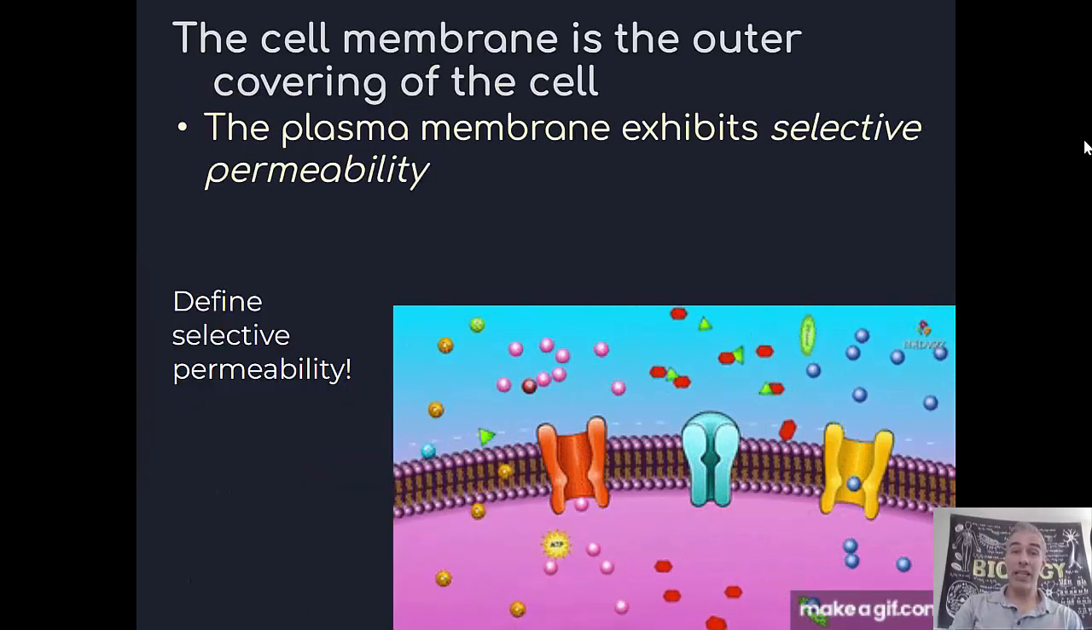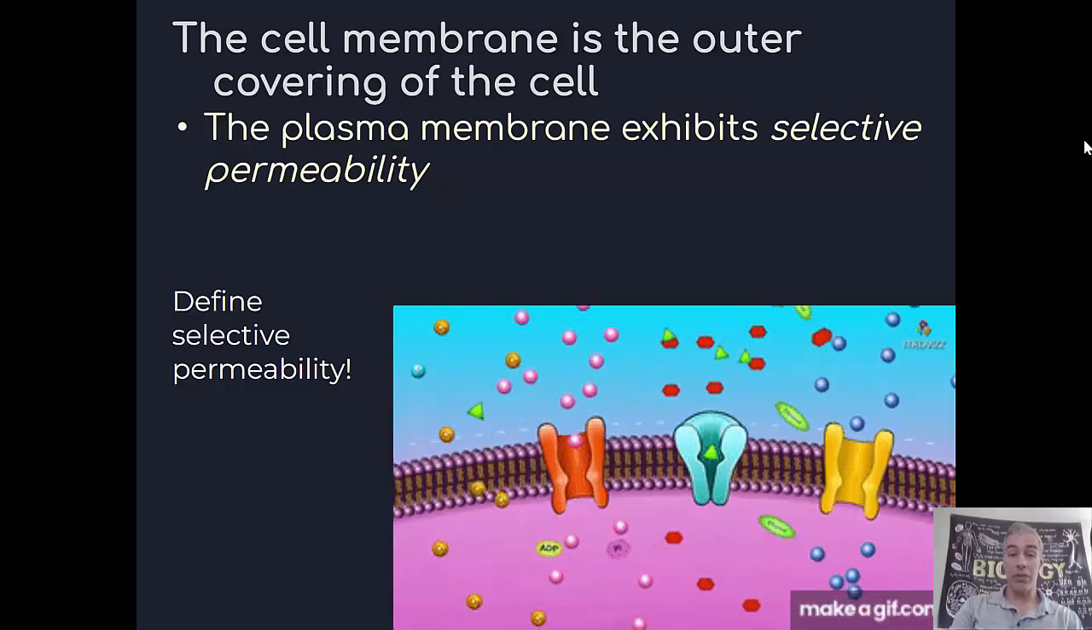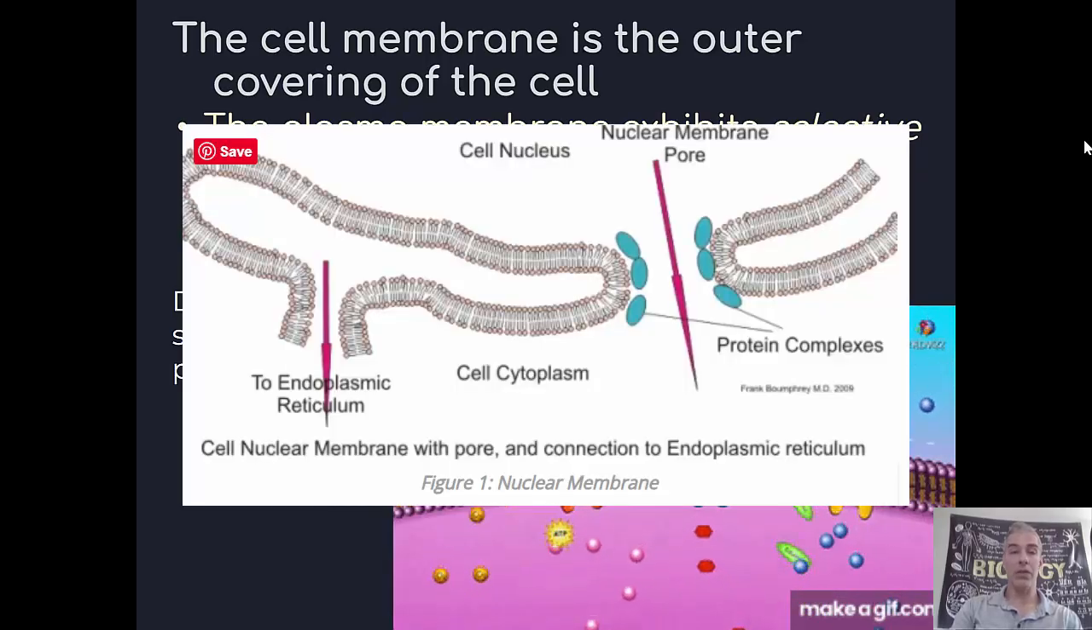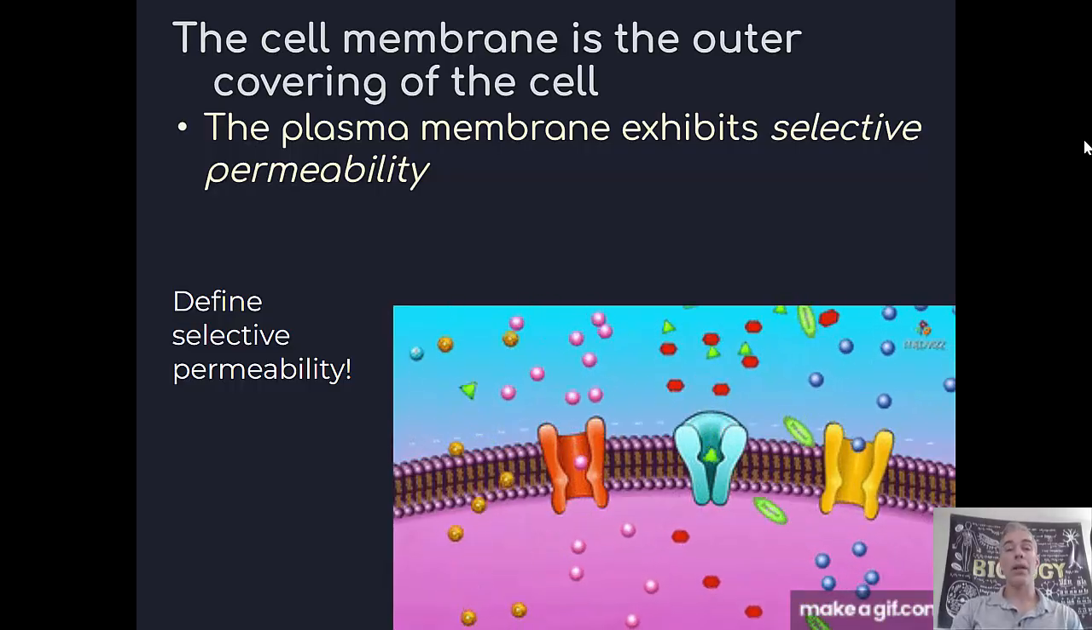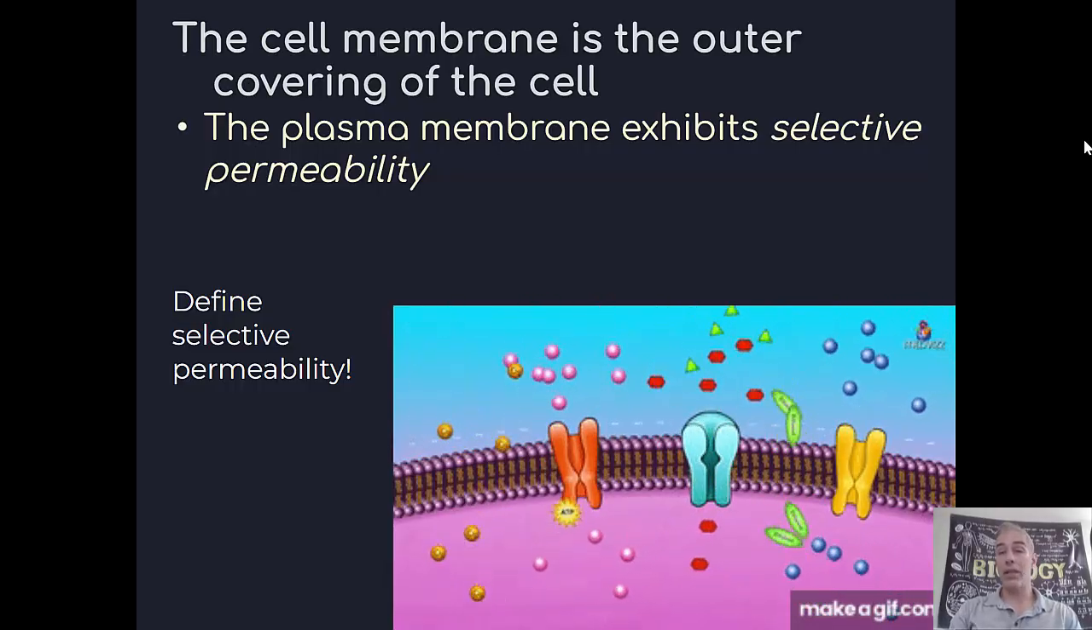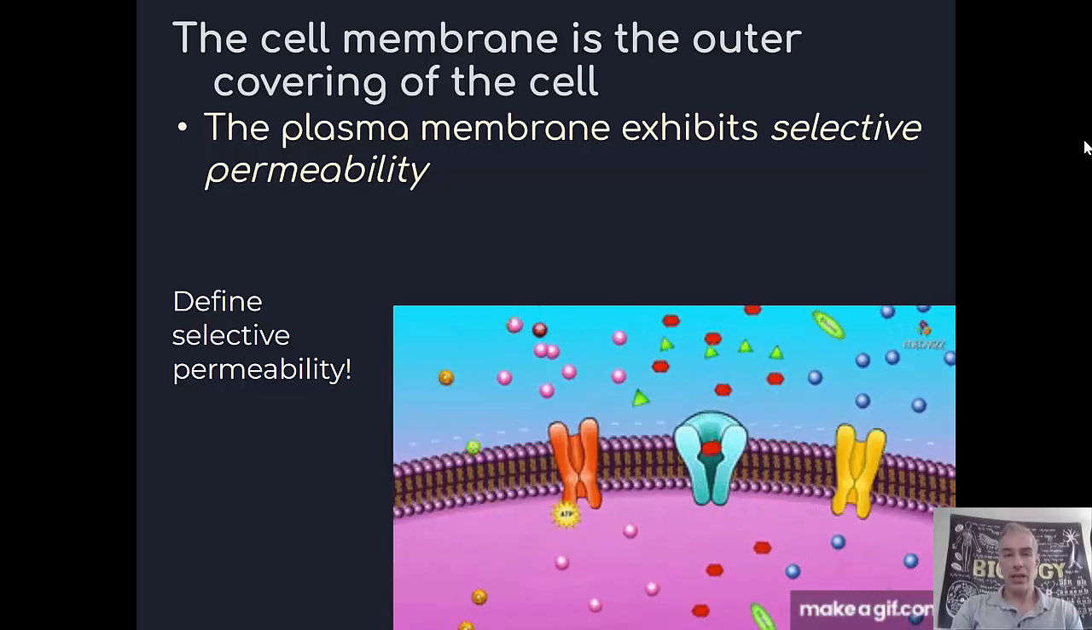So the cell membrane is the outer covering of the cell in general. There's also a nuclear membrane that's made of phospholipids, and most of the organelles we're going to talk about. There's some debate whether even certain things that don't have membranes are considered true organelles, but an organelle is something that is pretty much covered in this lipid bilayer.